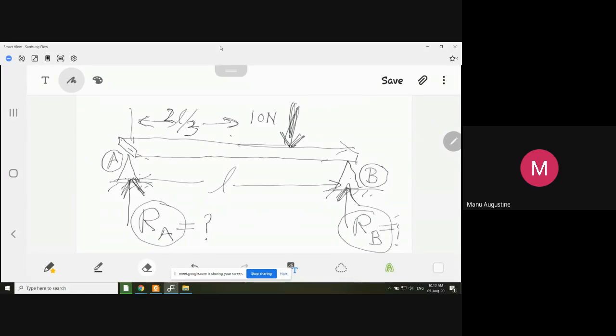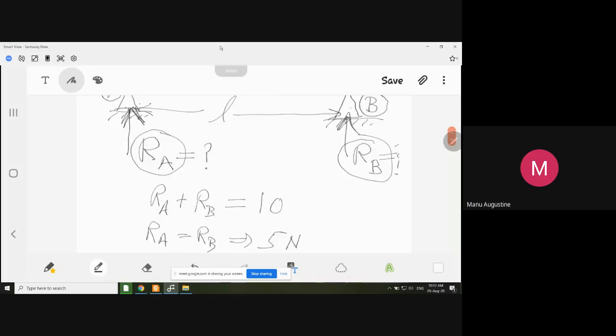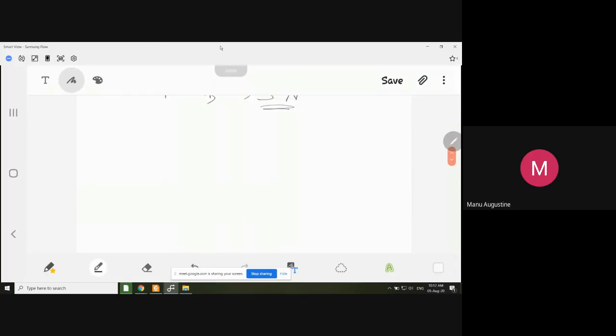And these type of problems you have already solved earlier. Ye aap bina virtual work ke bhi solve kar sakte hain. So this is the concept of a simply supported beam.